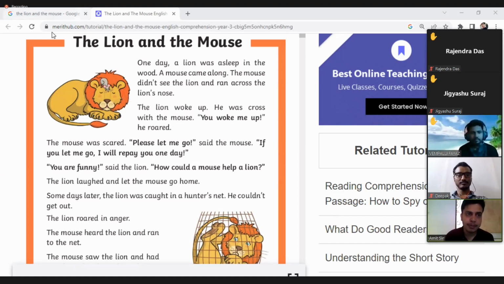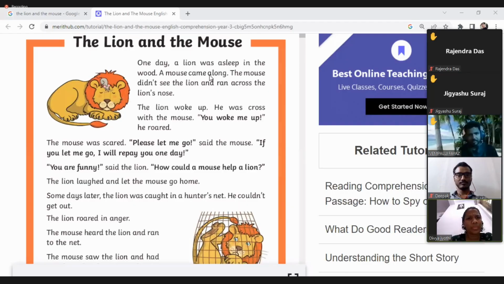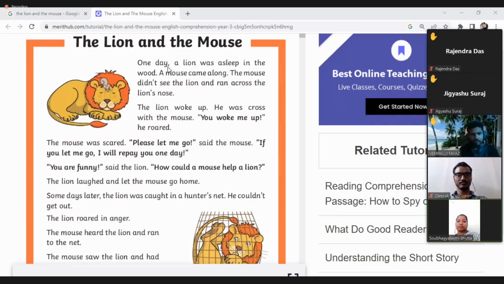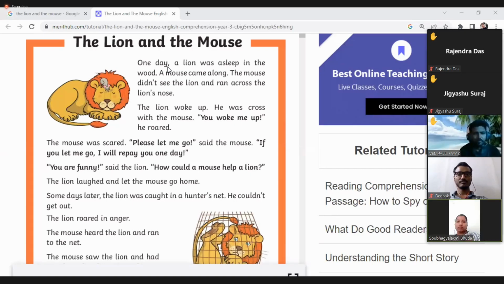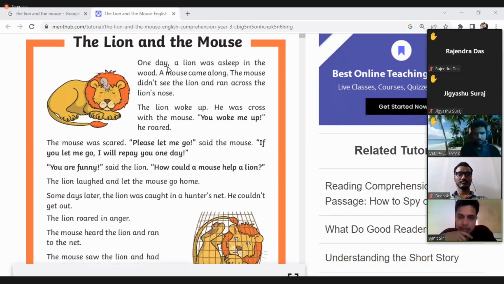What you have to do today: see the second sentence, a mouse came along. A mouse is your subject. What is the verb? Came. And the object? Along. In the same way, whatever story you like, any kid story, start from scratch, because then you'll get more and more things. Don't read the newspaper all of a sudden, because by tomorrow you'll get demotivated.